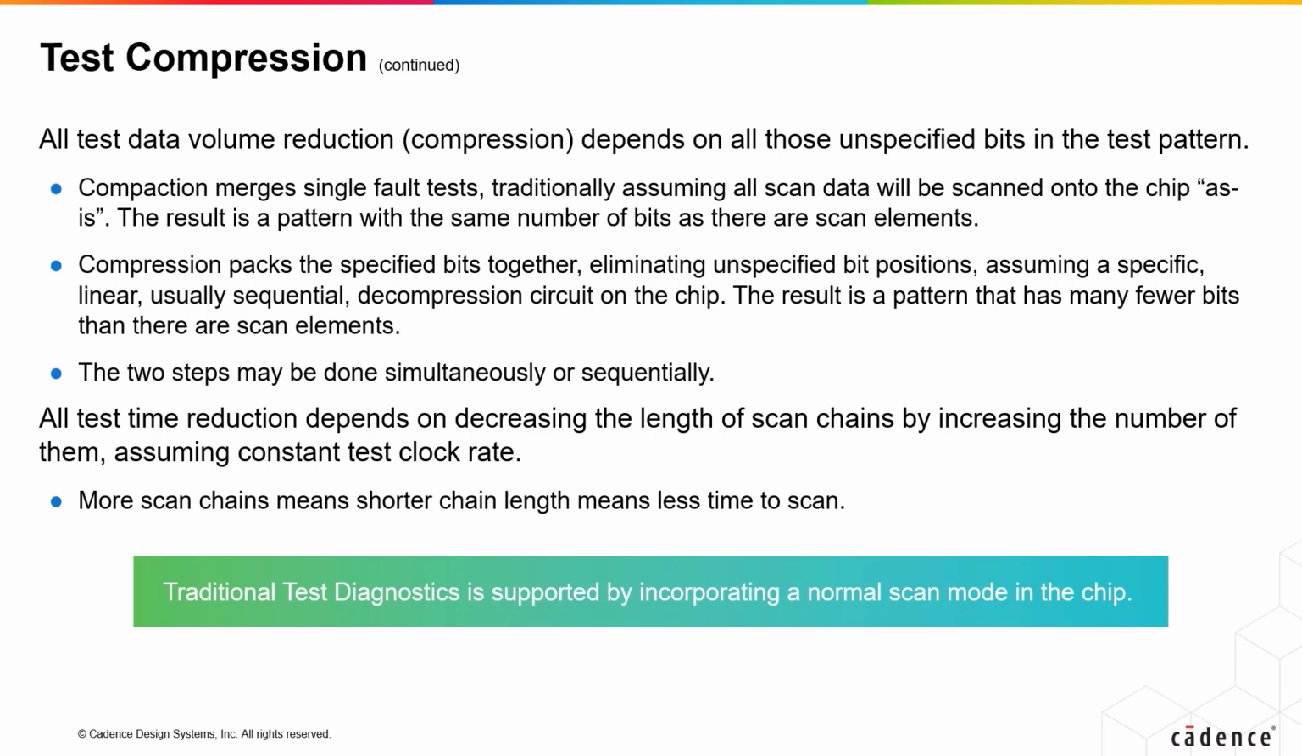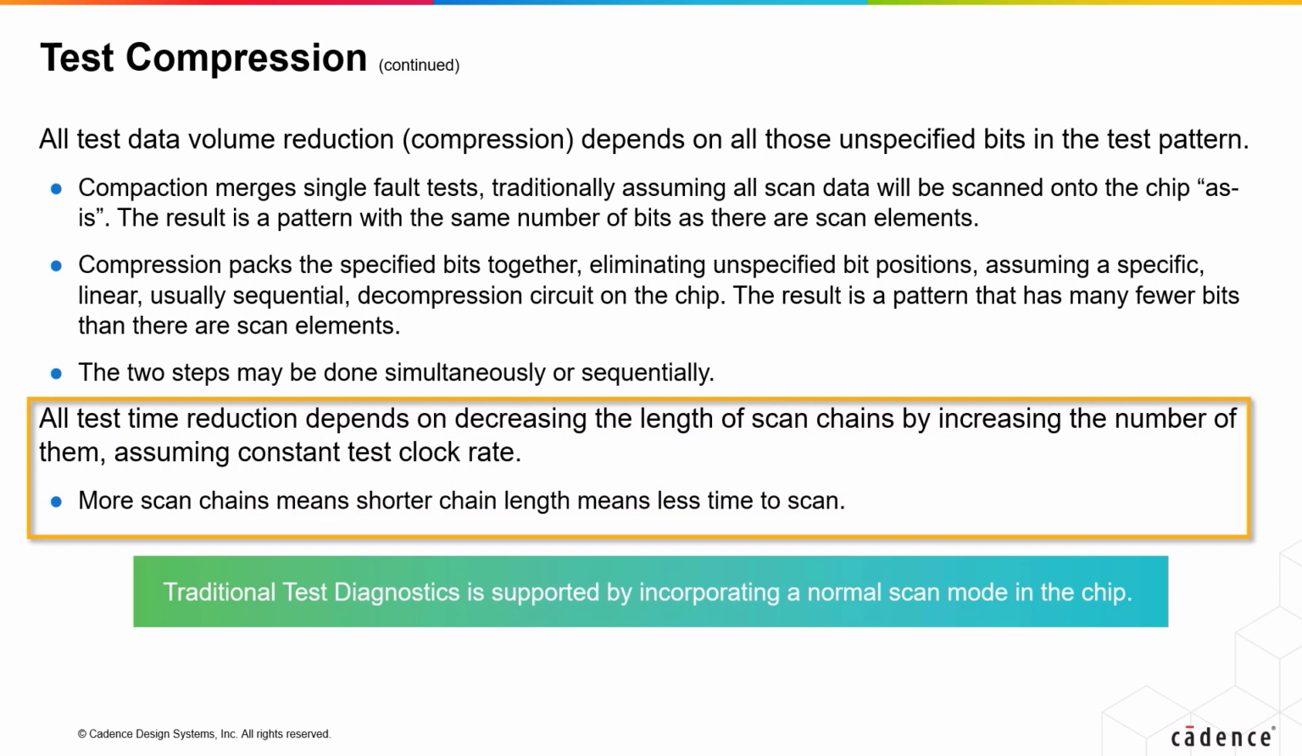used for logic BIST. Compaction is the process of merging single fault tests, and traditionally assumes no decompression on the chip. That is, there is one bit in the vector for each scan cell. Compression assumes a specific decompression circuit on the chip and packs the specified bits for the single test faults into a much smaller data structure.